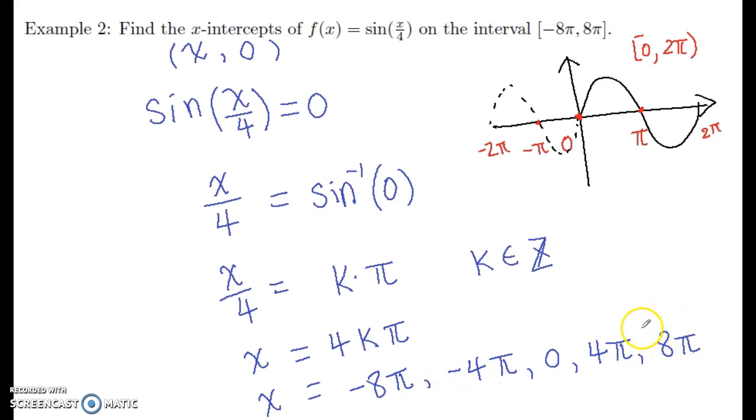So those are the x-intercept for the function sine of x over 4. Now, if you're not sure, okay, please use our graphing calculator to graph this function. And you also see these are the x-intercept in that interval.